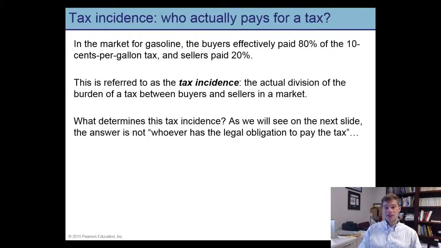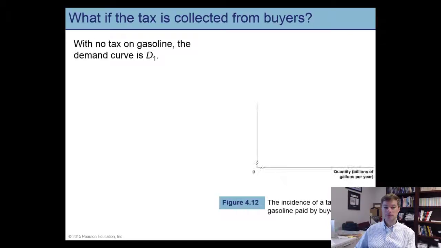Tax incidence indicates who bears the real burden of the tax. Even though one group may physically send the tax to the government, the burden of the tax may be distributed differently. In our prior example, the 10-cent gasoline tax was physically paid to the government by producers, but consumers effectively paid 80% of the tax. They bore 80% of the tax burden in the form of a higher market price, and producers paid the remaining 20% of the tax. They bore the remaining 20% burden of the tax.